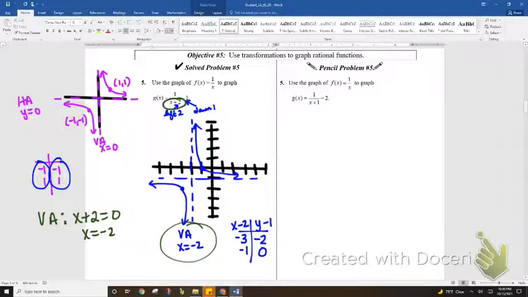Alright, so what is this going to do to my graph? What is the plus 1? Well, it's inside with x, that means it's horizontal. It's being added or subtracted, so it's a shift. Plus 1 means it's going to go to the left one. This here is not inside with x, which means it's vertical. It's being added or subtracted, so it's a shift. It's a minus 2, so we know it's going to go down 2.